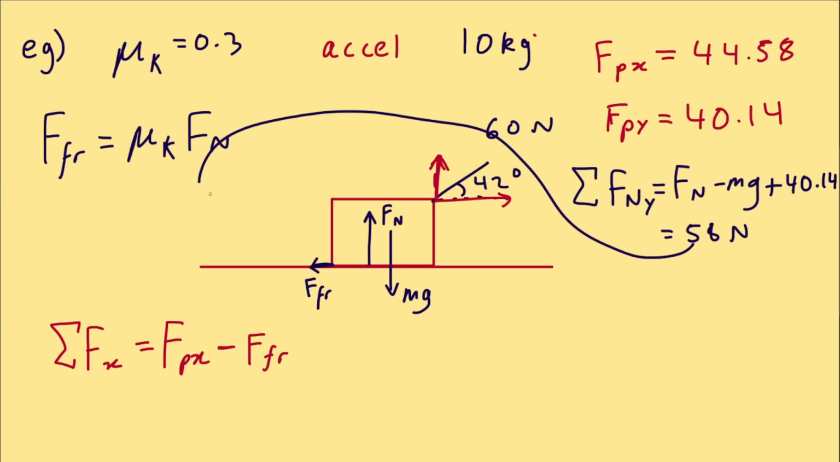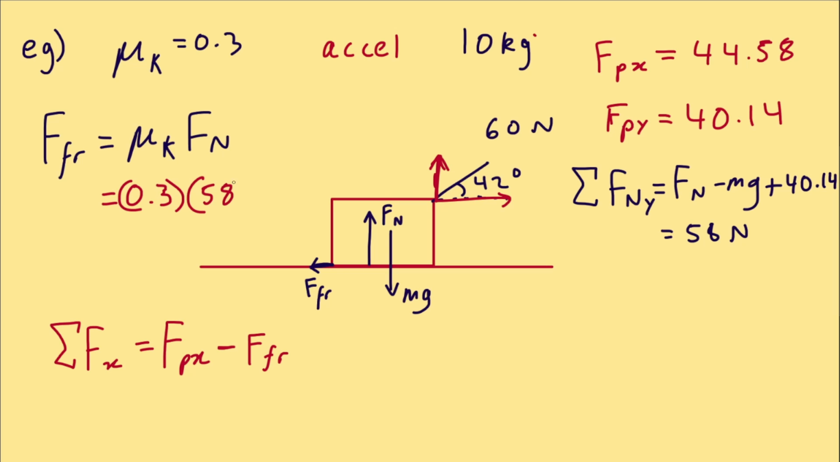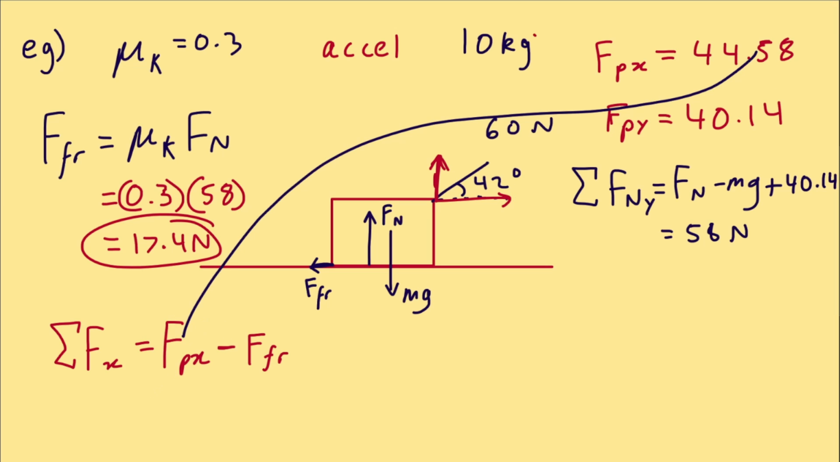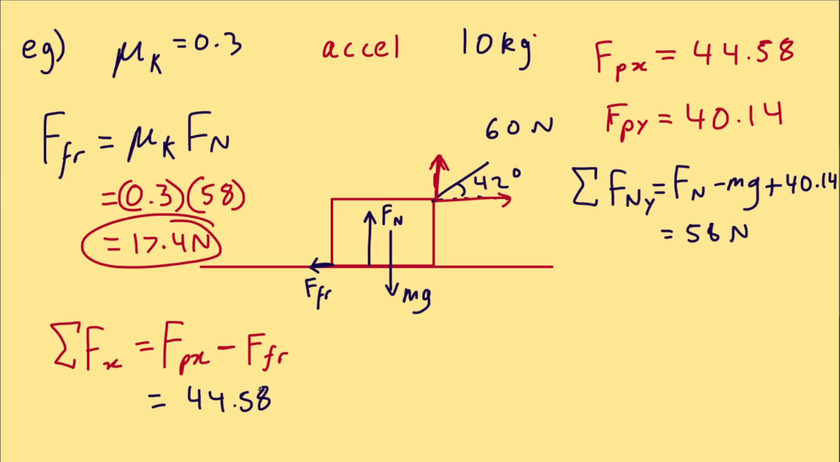Now we can take this back here. So this is equal to 0.3 multiplied by 58. This gives us 17.4 newtons. That's the force of friction here. So really it's just a game of finding the variables and vector math. Let's go and plug in our values. So we have our horizontal pull being 44.58 and our friction, which is 17.4. That's our net force in the horizontal direction, which is also equal to mass times acceleration. And that's of course because F equals ma.